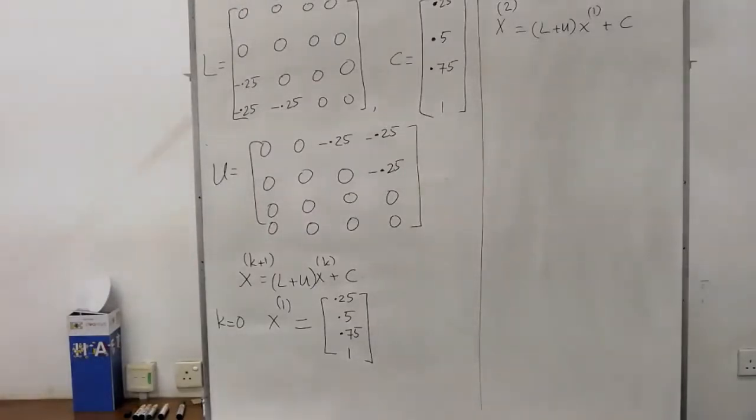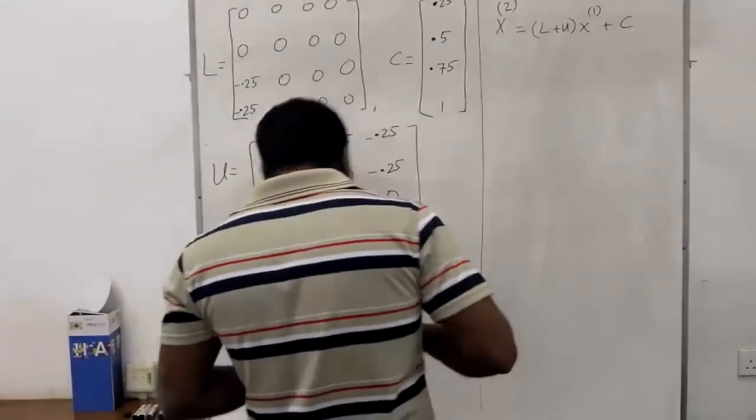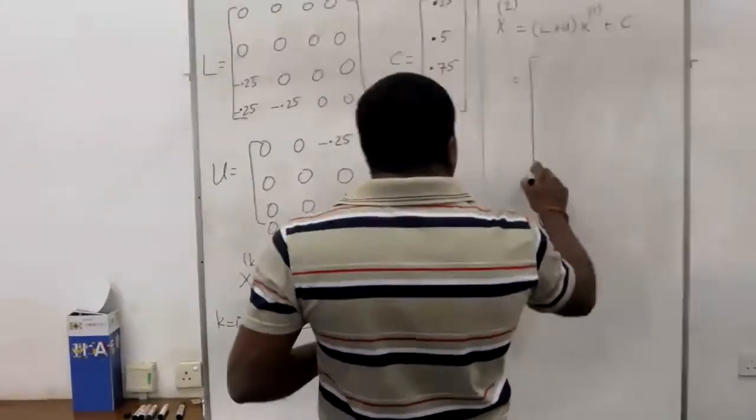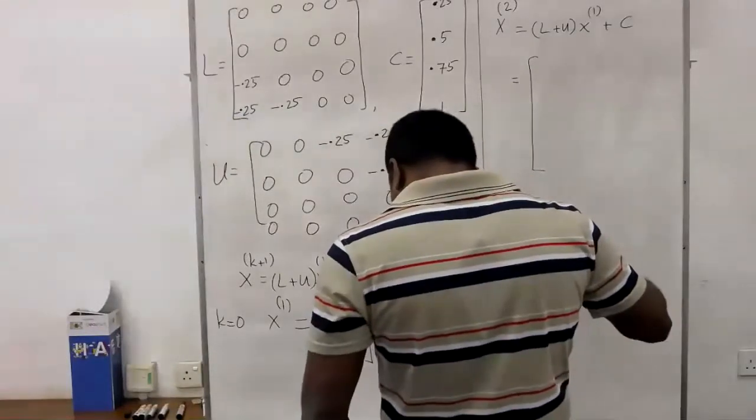So you can substitute the matrix. I am not going to write the matrix again and show you the substitution, because you know how the substitution works. So L plus U is multiplied by x1, which is 0.25, 0.5, 0.75, and 1. And then you add C, which is again 0.25, 0.5, and so on. When you do that, let me write the answer directly, and you check on your own by doing the work again, and see whether the answers are right or wrong.